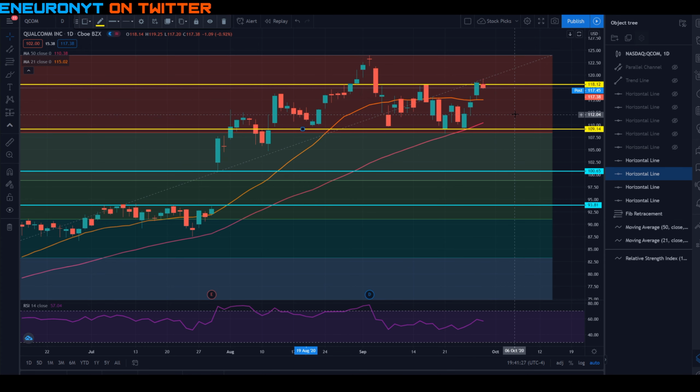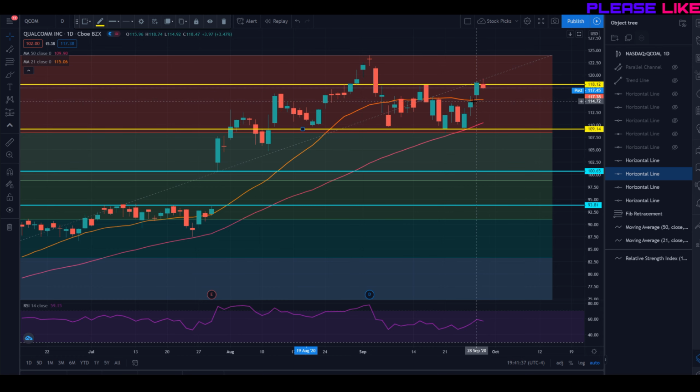The other interesting thing is that the 21-day moving average, which is this orange line, is right here at about 115, and the 50-day moving average is right there about 110. So this could also act as an area of support. As you can see, yesterday, intraday, it bounced right up off the 21-day moving average.